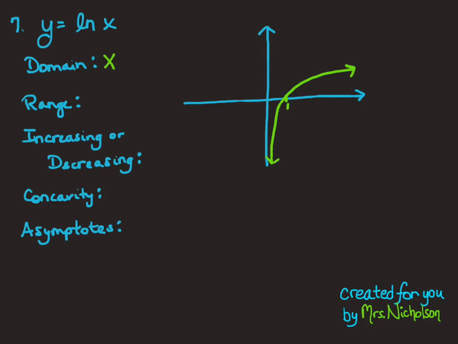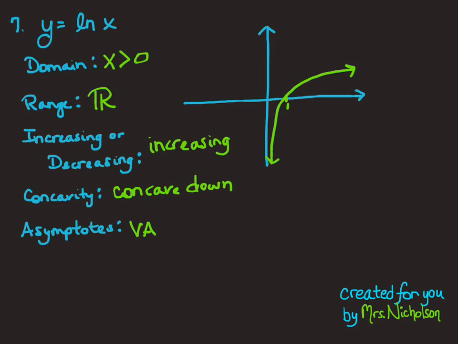The domain here, x has to be greater than 0, and the range is all reals. Notice that the domain and range switch for these two functions because they are inverses of each other. And with inverses, you switch the x's and y's. This function is always increasing, but the natural log function is concave down. And for asymptotes, there's no horizontal asymptotes, but we do have a vertical asymptote here, and that's at x equals 0, which of course is the y-axis.